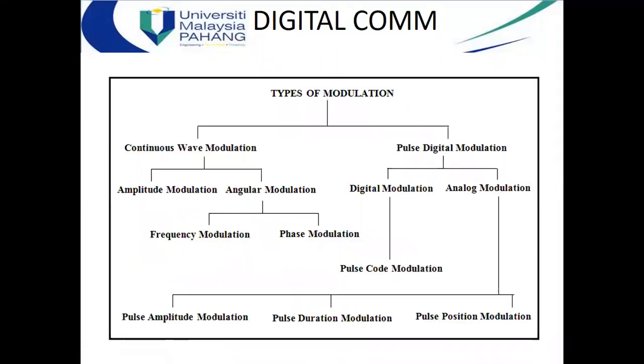So in detail, the modulation types: continuous wave modulation has amplitude modulation and angle modulation. In angle, there are frequency modulation and phase modulation. We have completed those. In digital modulation, there are pulse modulation and digital modulation. For pulse modulation, there are three types: pulse amplitude modulation, pulse duration or width modulation, and pulse position modulation. They go together. Whereas digital modulation is pulse code modulation, the main one.